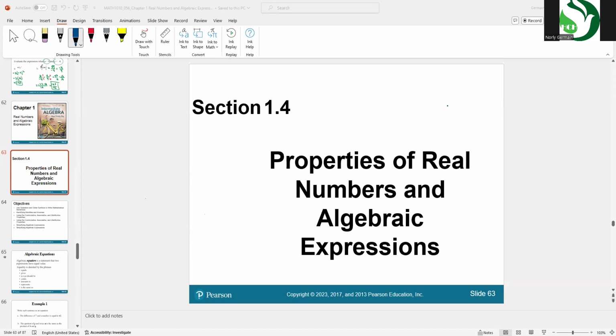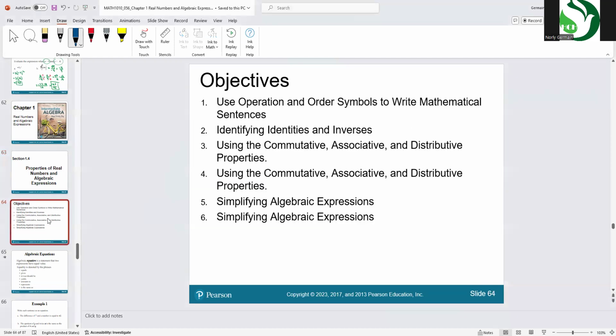In this video, we're going to continue with chapter 1, real numbers and algebraic expressions. In the previous videos, I believe we covered most of the topics related to real numbers and some basic information about algebraic expressions. But in this section, 1.4, we're going to focus on properties of real numbers and algebraic expressions. So the objective for us is to use operation and other symbols to write mathematical sentences.